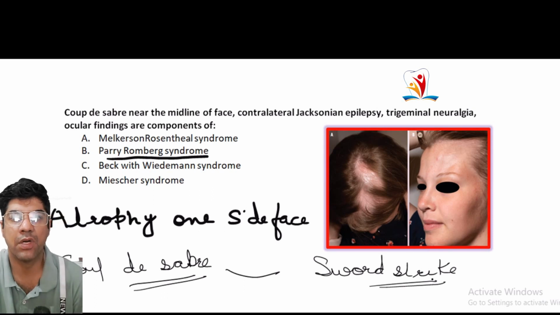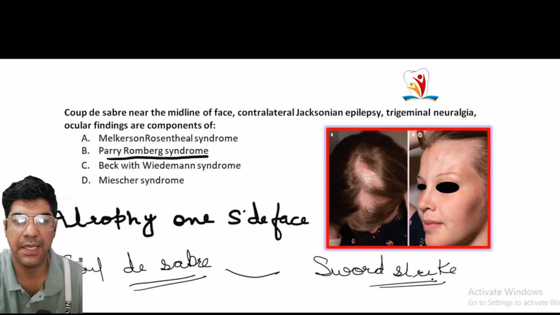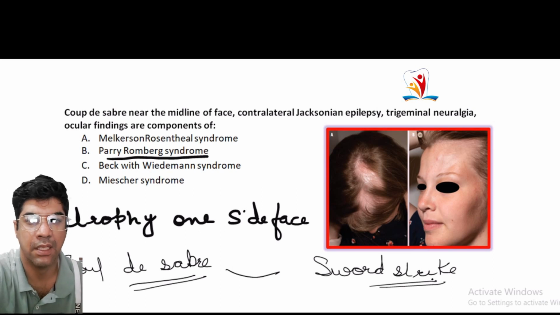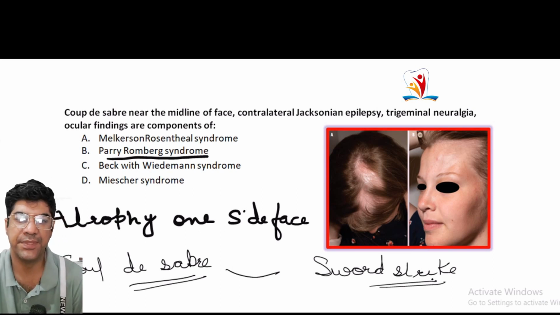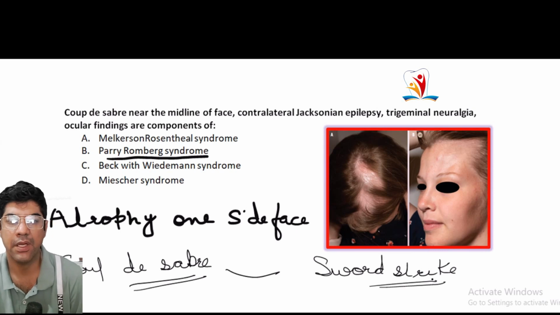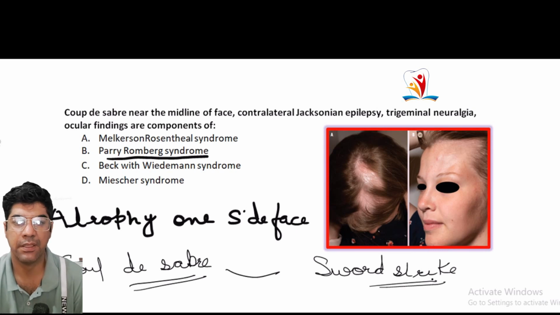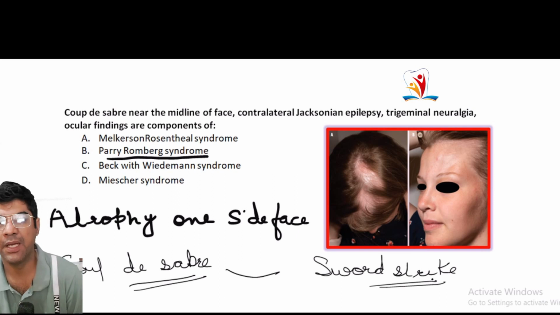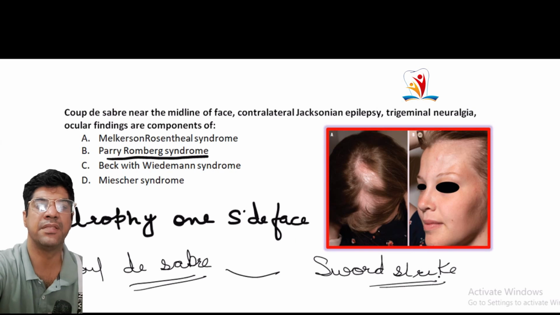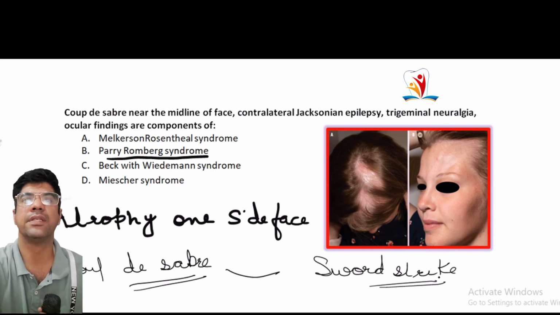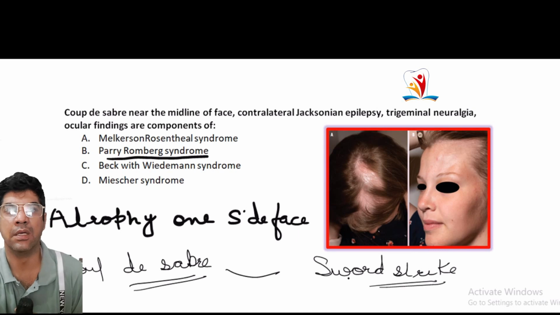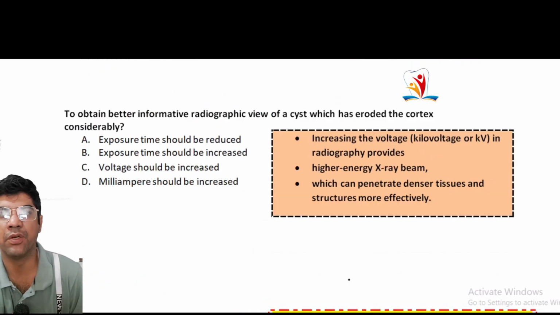Apart from that, there is contralateral Jacksonian epilepsy. That means the epilepsy that occurs on the opposite side of the body, contralateral to the side affected. So in Jacksonian epilepsy, the seizures begin in a specific area of the brain and then they spread to the adjacent areas. That leads to Parry-Romberg syndrome. So the answer would be Parry-Romberg syndrome.